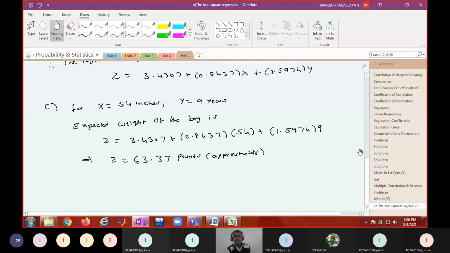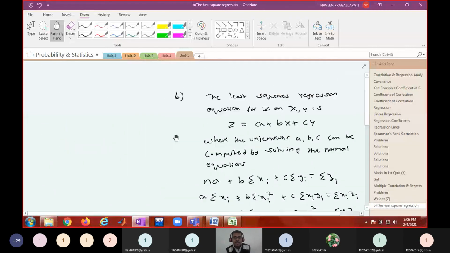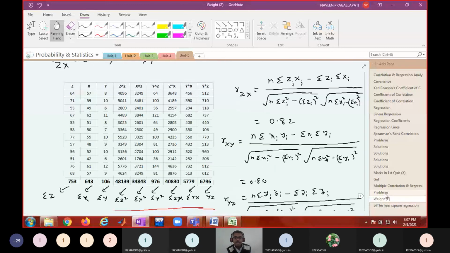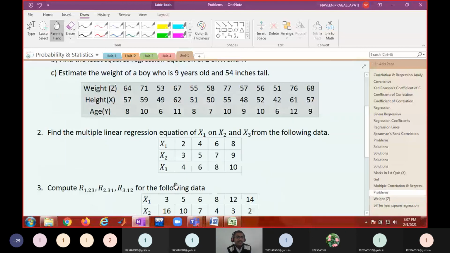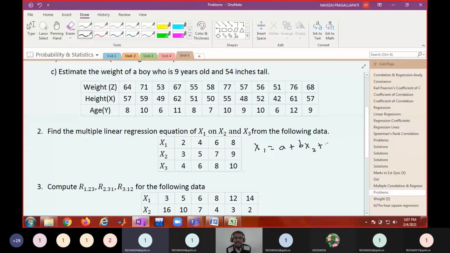So that is how we can compute regression, multiple regression and multiple correlation. Now look at the next problem. Similar data is given. Find the multiple linear regression of x1 on x2, x3 using the following data. What is the regression equation for this? x1 equal to a plus b x2 plus c x3. You can write down the formula accordingly.